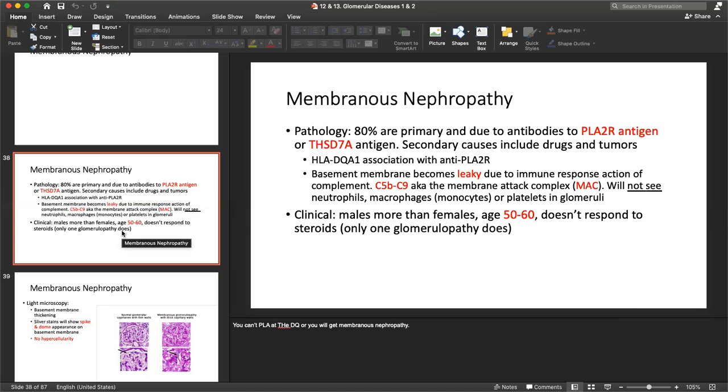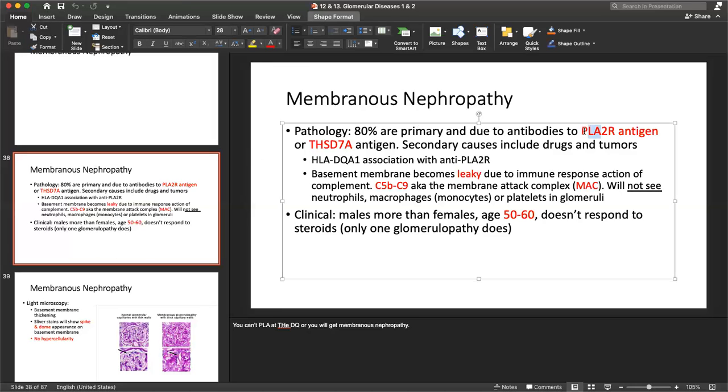So what type of patient are we looking for? Males more than females, age 50 to 60, and it doesn't respond to steroids. Some of the glomerulopathies do, but this is not the one. So my tutor last year said that the way she remembered this was you can't play at the BBQ or you'll get membranous nephropathy.